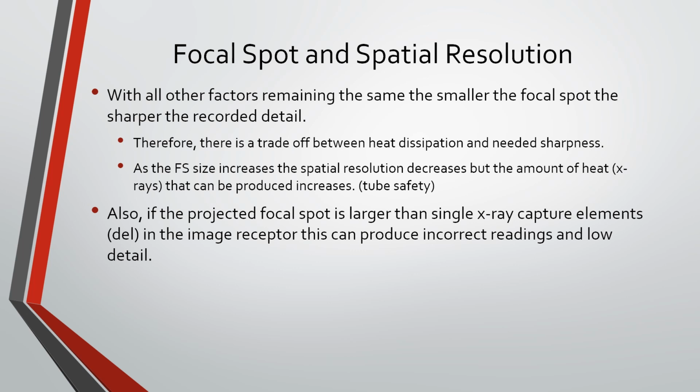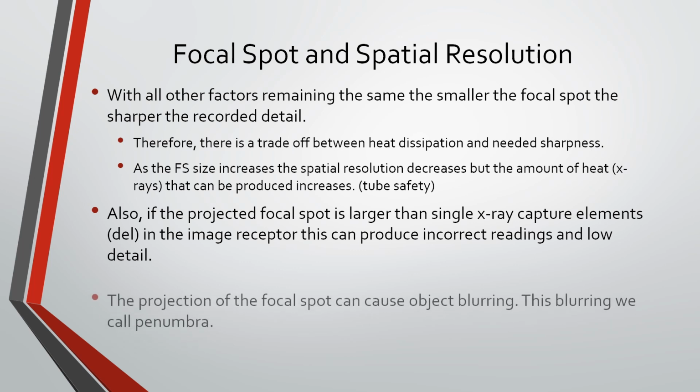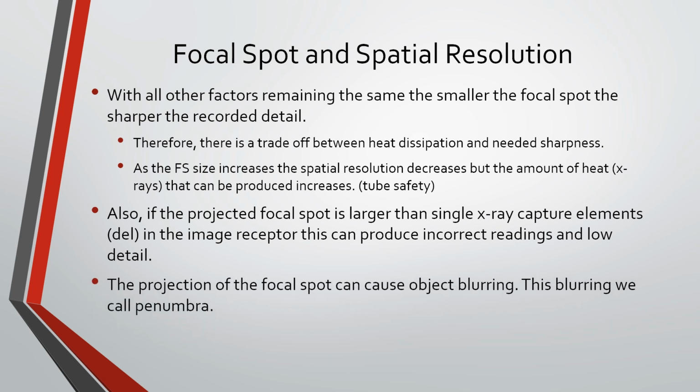Also, if the projected focal spot is larger than a single X-ray capture element, which we call a del, in the image receptor, this can produce incorrect readings and low spatial detail. If you don't know what a del or a capture element is, these things are discussed in the Principles of Radiographic Exposure 2 playlist on this channel. The projection of the focal spot can cause object blurring. This blurring we call penumbra. So the projection of the focal spot over the image can cause blurring that we call penumbra.